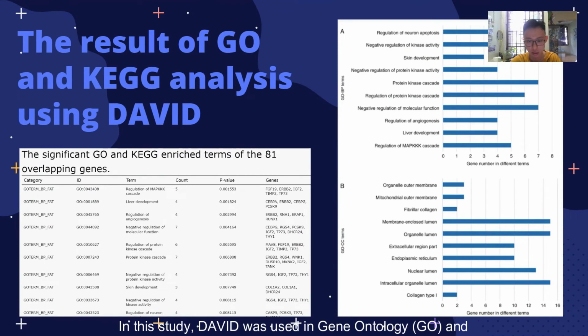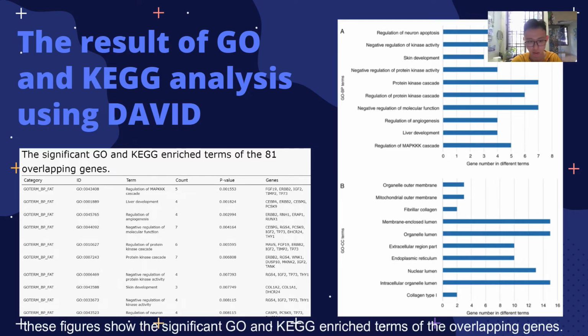In this study, DAVID was used in gene ontology and KEGG analysis. Here is the result of the analysis. These figures show the significant GO and KEGG enriched terms of the overlapping genes.